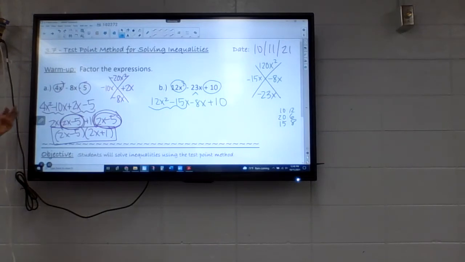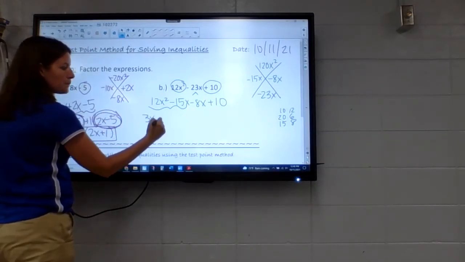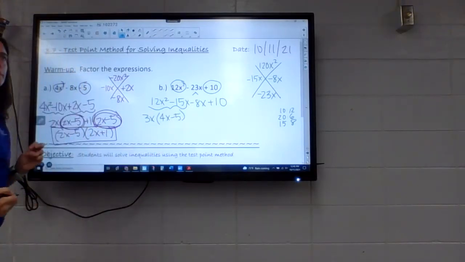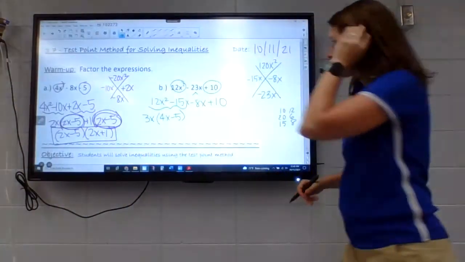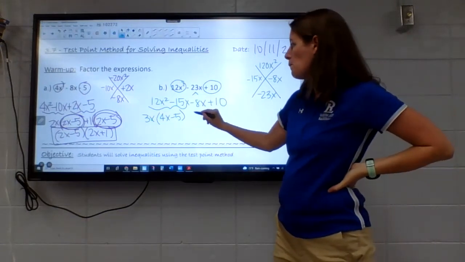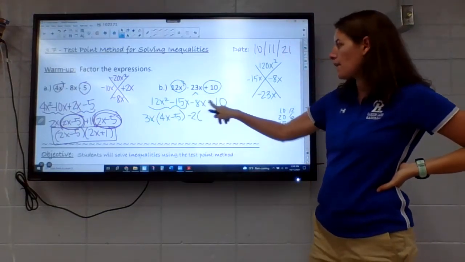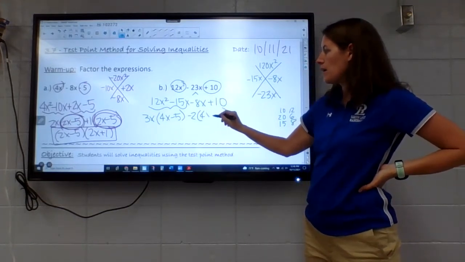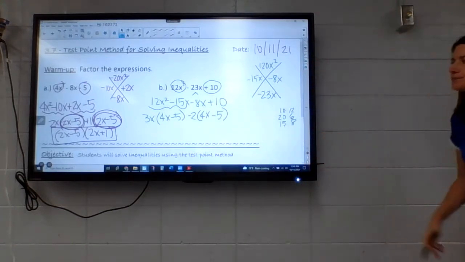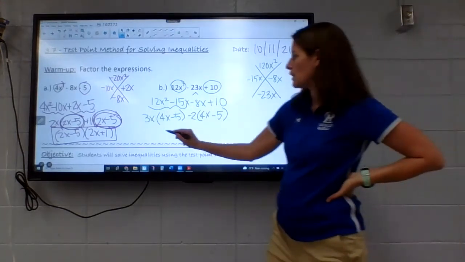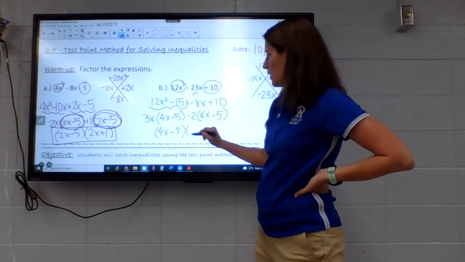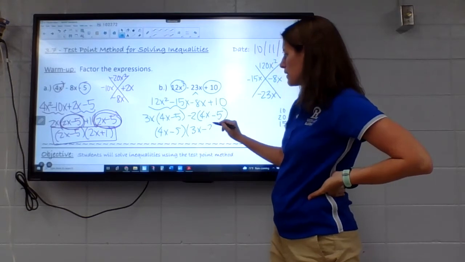Out of those first two, I can take out a 3x. Out of the next two, I can take out a -2. Because I want that term to match, so if I take out a -2, then this is a +4, and then this is a -5. And so I'm left with 4x minus 5, and then 3x minus 2.